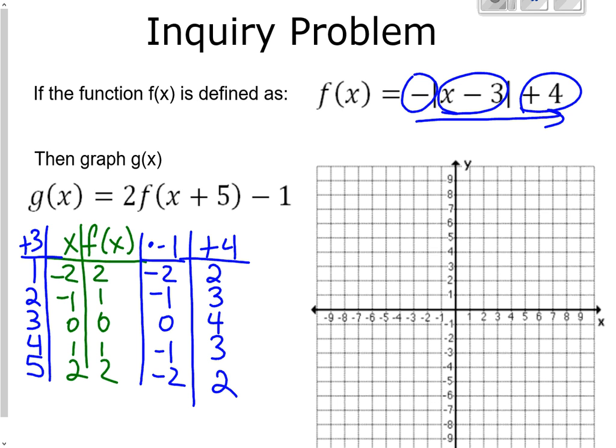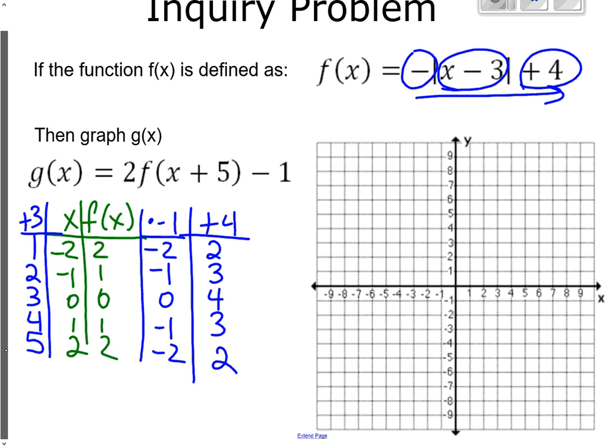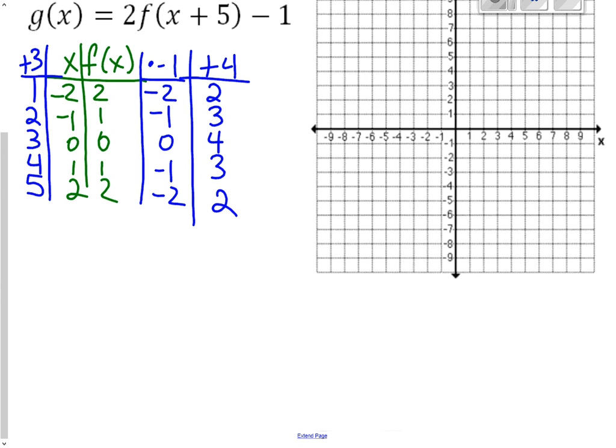So my table of values for that f of x function, if I just want to clean it up here, becomes this. Instead of writing it as points, I'm going to write it as an actual table of values. So 1 and 2, 2 and 3, 3 and 4, 4 and 3, and 5 and 2. All right, so that's what f of x is equal to.